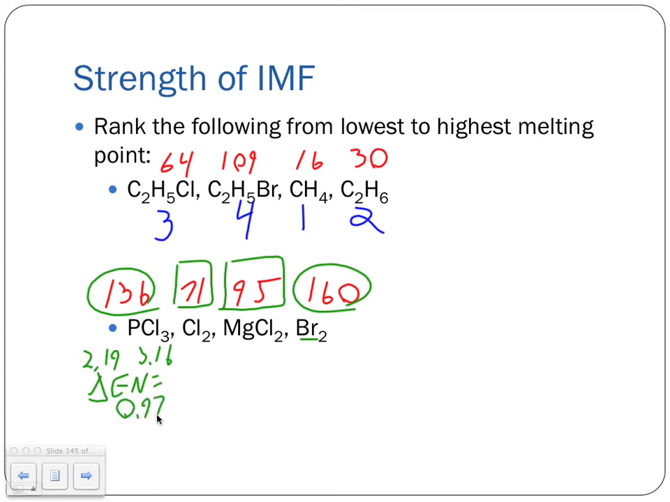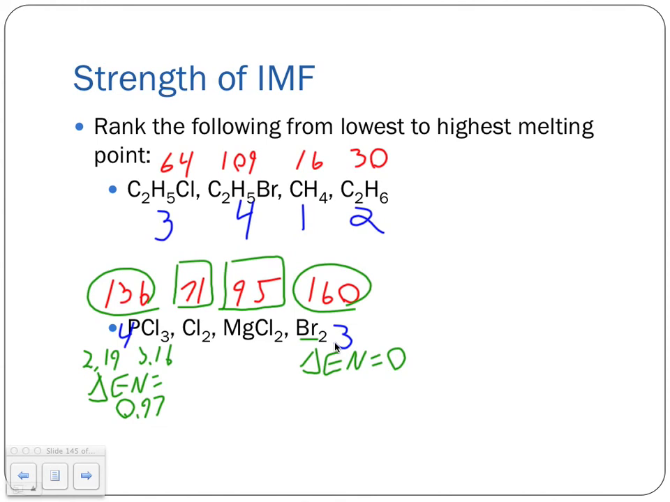For the Br2, it's just 2 bromines. They're exactly the same, same electronegativity, so the difference is just 0, and so it's not polar at all. That means that of these two, the 160 and the 136, because they're about the same mass, the one that's got the highest melting point is going to be the PCl3. The second highest is going to be the bromine right here. Even though it has a slightly higher mass, it has no polarity at all, but they're close in mass, so we'd say that. So let's look at the next ones.